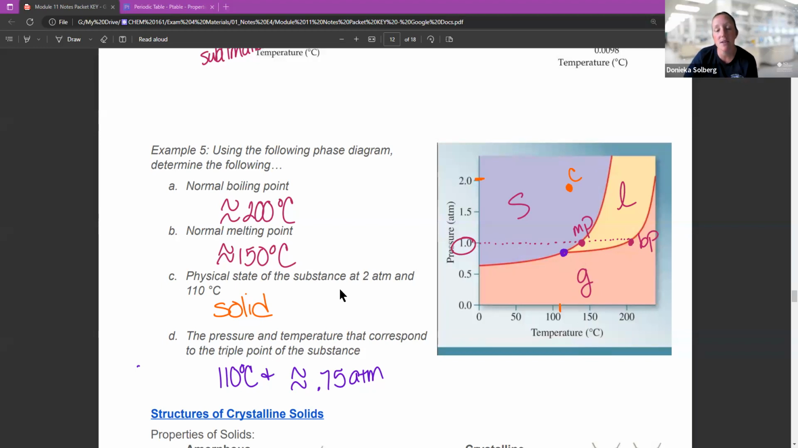Next, the physical state of the substance, meaning solid, liquid, or gas, at 2 atmospheres and 110 degrees. I plotted that for you. So all you have to do is follow that temperature and that pressure, and it's in the solid section, so it would be a solid. And if I ask for the pressure and temperature that correspond with the triple point, I would say, okay, here's the triple point, maybe about 110 degrees Celsius and about 0.75 atmosphere. So that's how you would read it for a question like this.